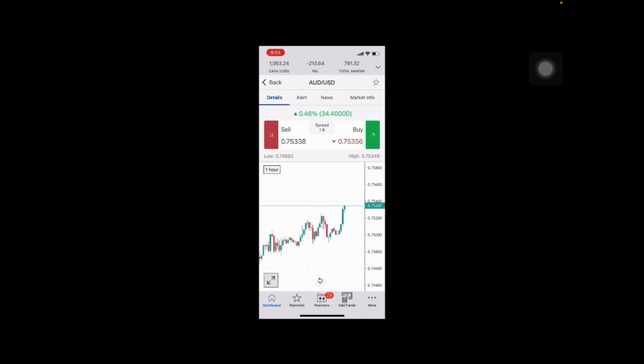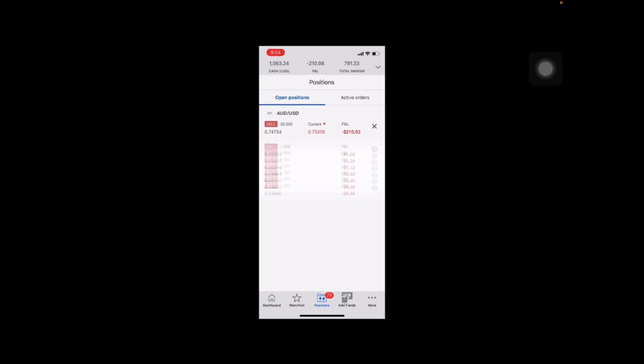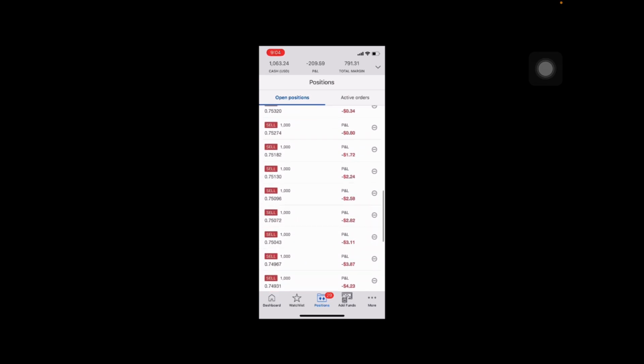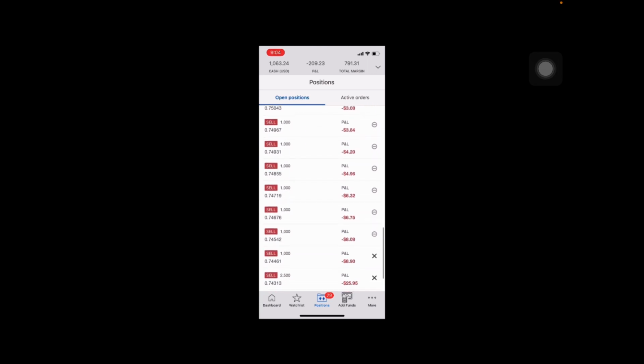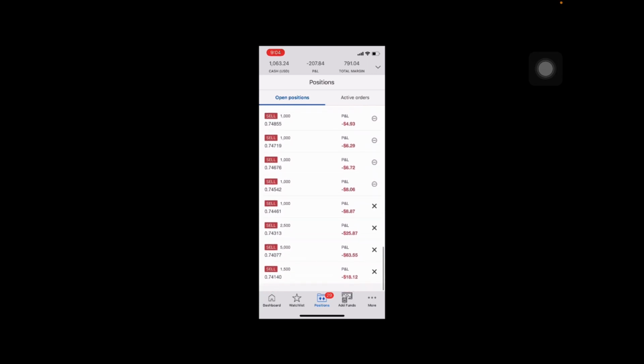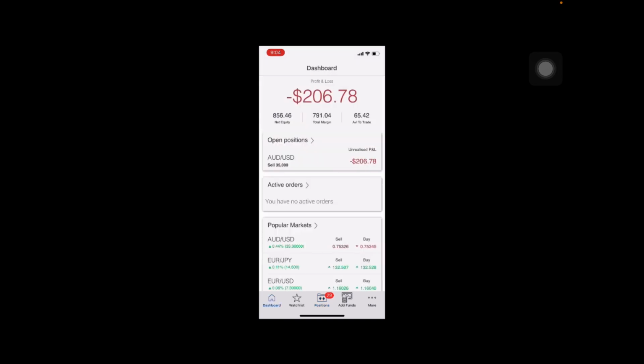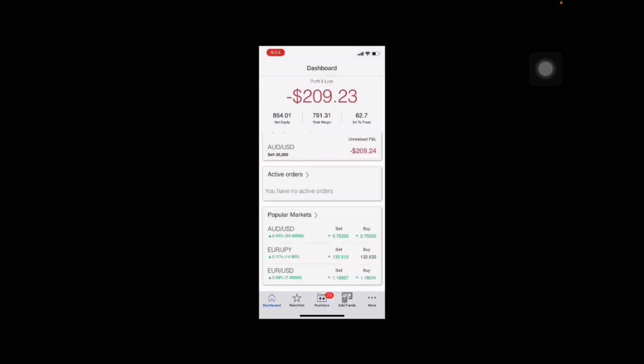So right now you guys clearly see that the market is going against me. I am down 200 and about $10 right now, and all my positions are in the red. I am selling this pair right now, and during this video you're gonna see the whole process, me being negative to me being positive.